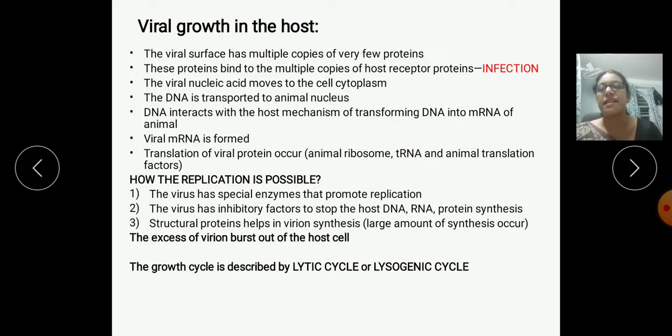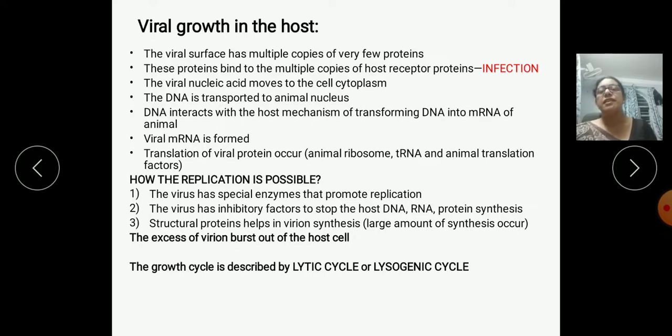The second thing is that the host cell has DNA, RNA and protein synthesis processes. The virus has certain inhibitory factors that stop this process. The third thing is that there are certain structural proteins inside the virus. After entering into the host cell, they help in the virion synthesis.